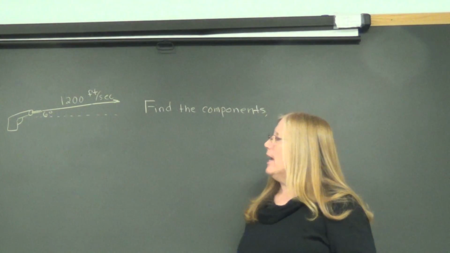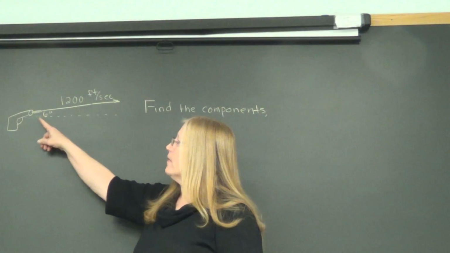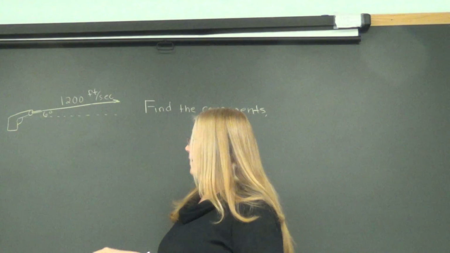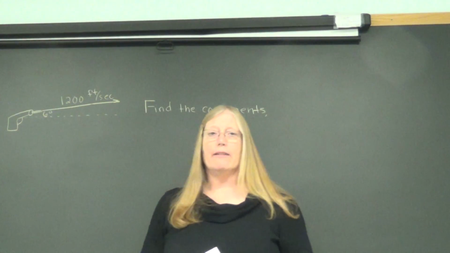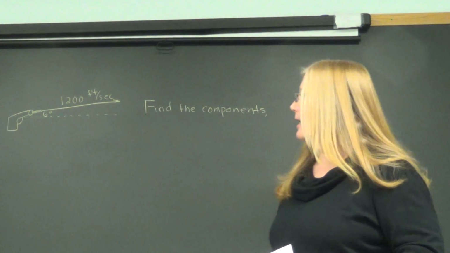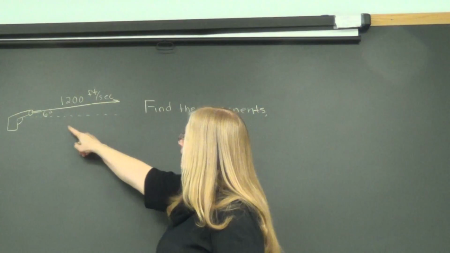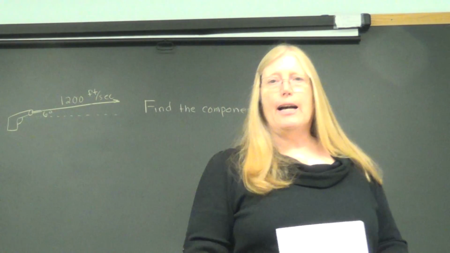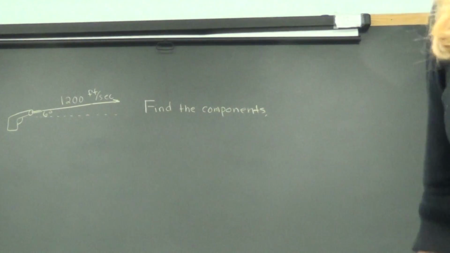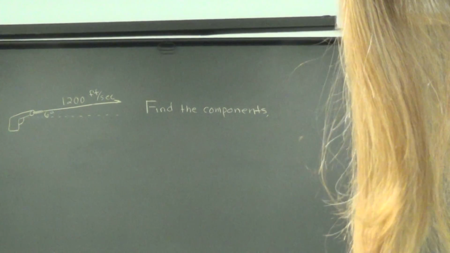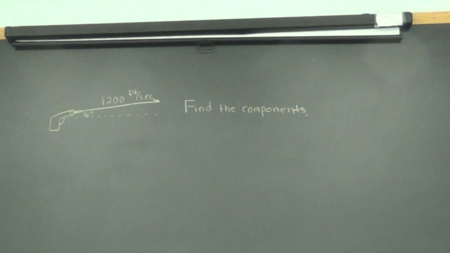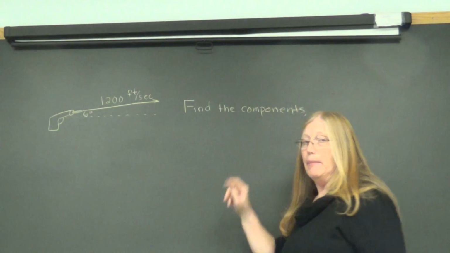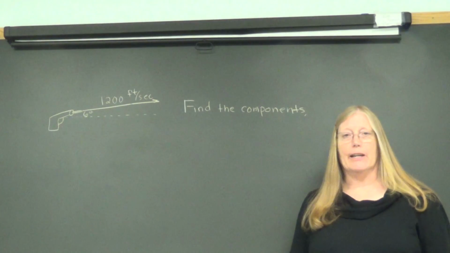So, here we have a gun, and from the gun is a bullet, and the bullet has a velocity vector drawn representing 1,200 feet per second, and it's shooting at 6 degrees from the horizontal. So if you would stop and make a sketch of that, make sure it's in, all right? And the question is, find the components of that velocity vector.